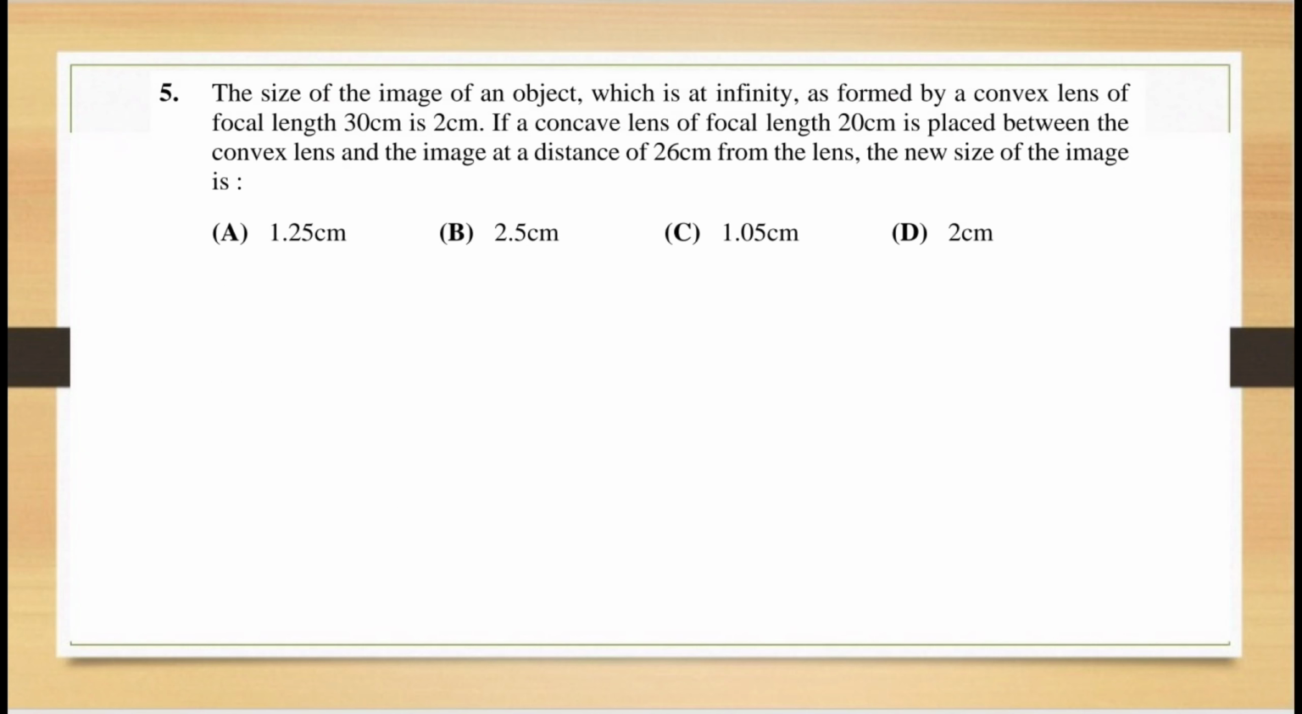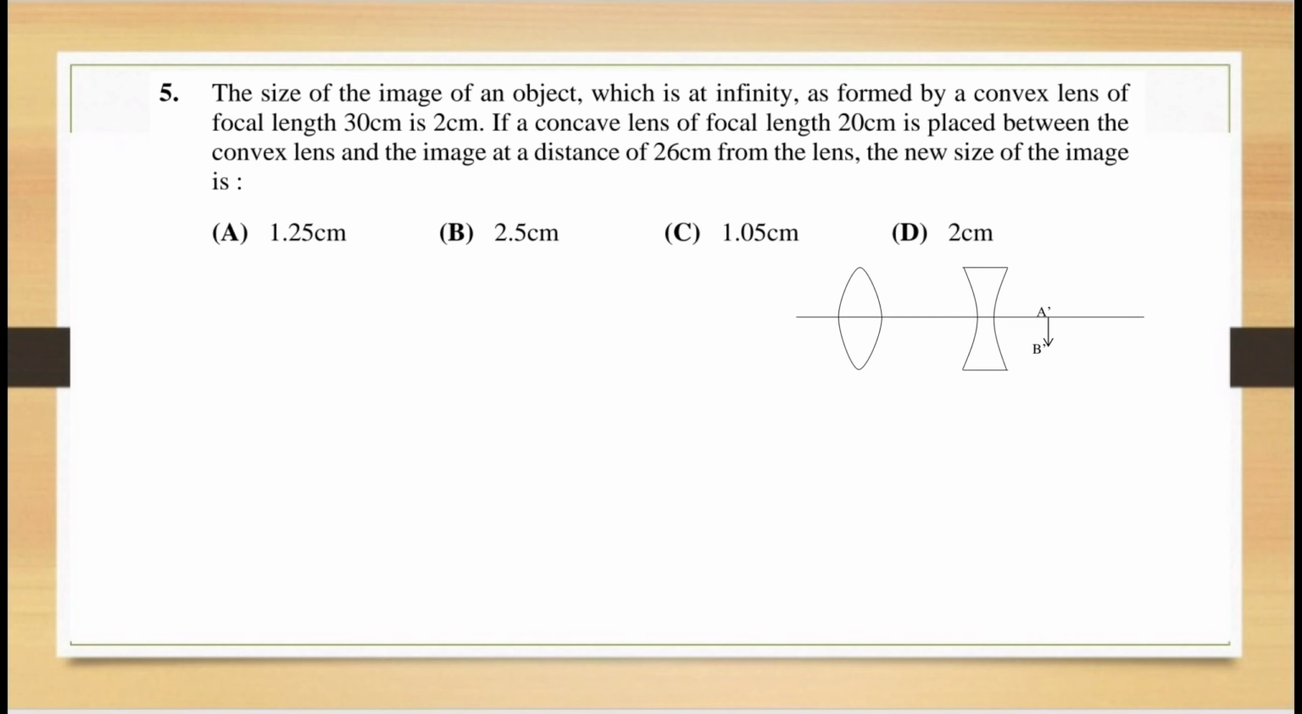Fifth question is, the size of the image of an object which is at infinity as formed by a convex lens of focal length 30 cm is 2 cm. If a concave lens of focal length 20 cm is placed between the convex lens and the image at a distance of 26 cm from the lens, the new size of the image is. Options are: option A is 1.25 cm, option B is 2.5 cm, option C is 1.05 cm, and option D is 2 cm. Now let's draw the diagram for the given situation, which looks like this.